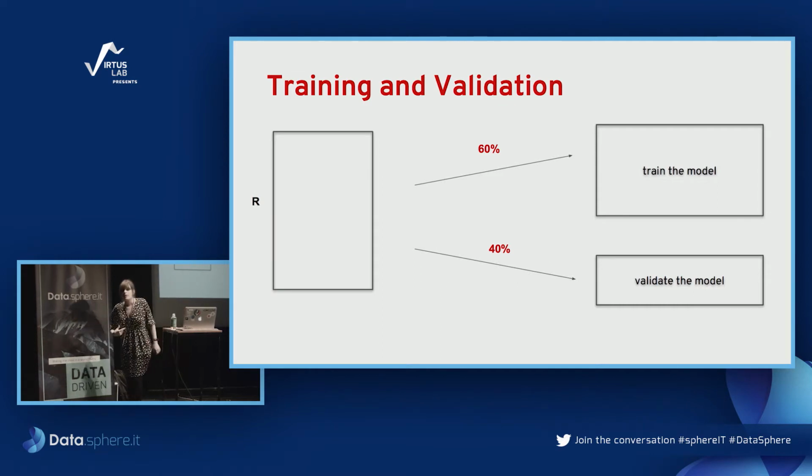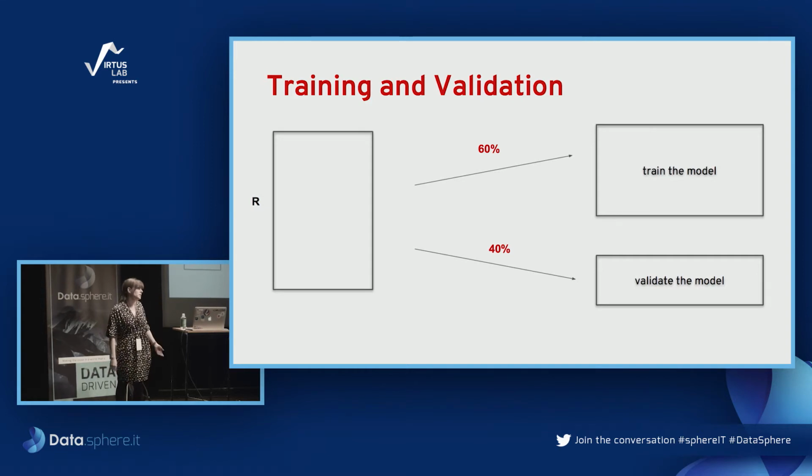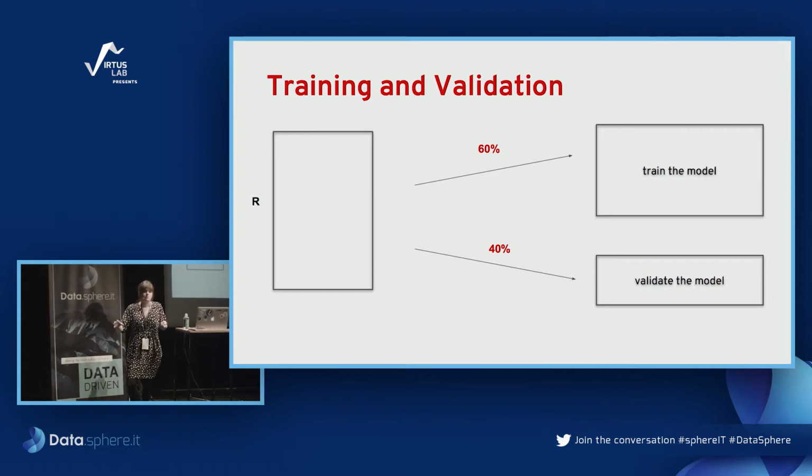So we talked a bit about the parameters and what they are, but how do we choose them? Well, we're using a standard training and validation method. We take our initial ratings matrix R and we split it into 2 sets randomly. 60% we use to train the model, and the remaining 40% is used for validation. What we do is we fix some parameter values, we build a model on the training data, and then we evaluate how good it is on that validation set.